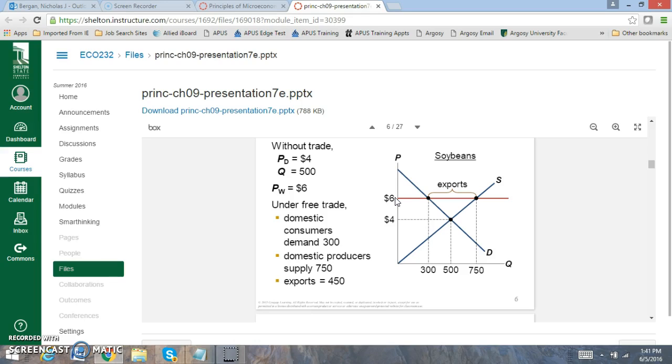So the U.S. is selling it and producing it at $4. The world price is $6. So at $6, what exists? Supply is greater than demand. If supply is greater than demand, you'll notice a surplus exists, and we will have to export the surplus, because prices are much cheaper than the world price. So we will export that surplus.